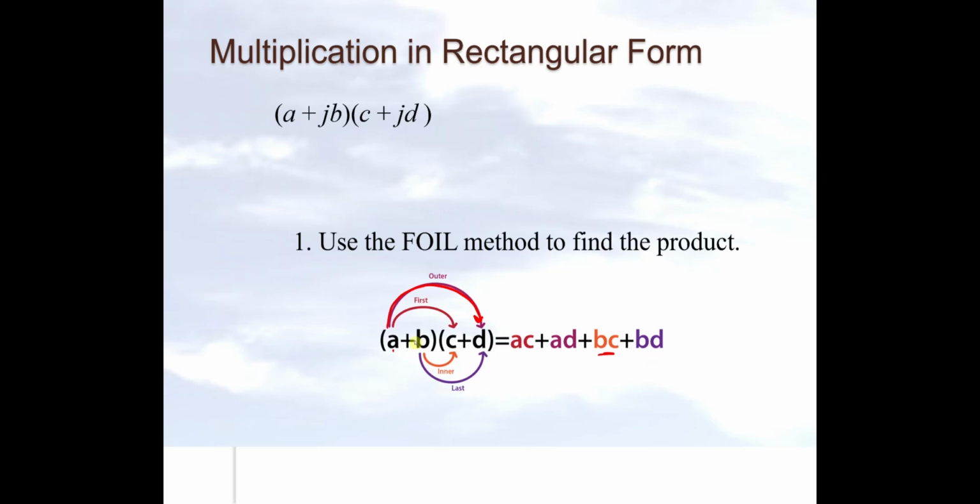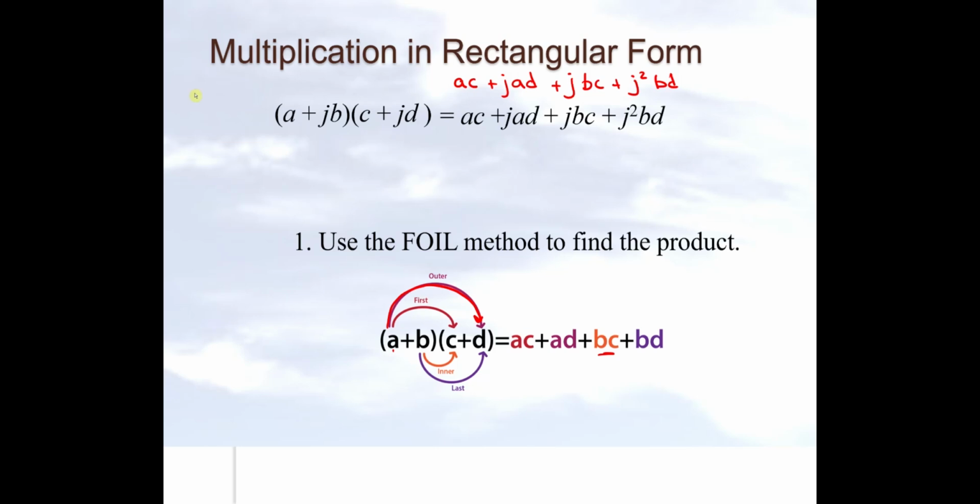So we can apply that to the case of multiplication of two complex numbers. When we do the first, we get a times c. Then the outer, we get j a times d. When we do the inner, we get j b c. And when we do the last, we get j squared b d. So this is what we have here.